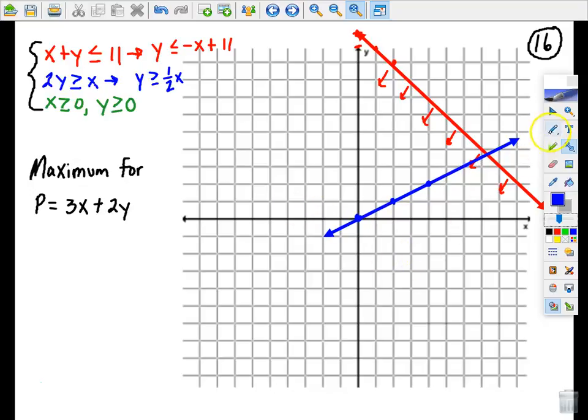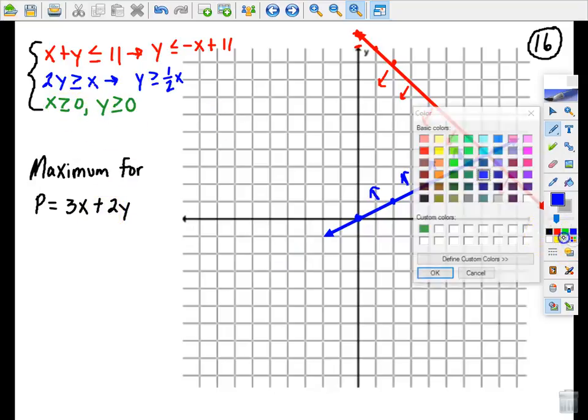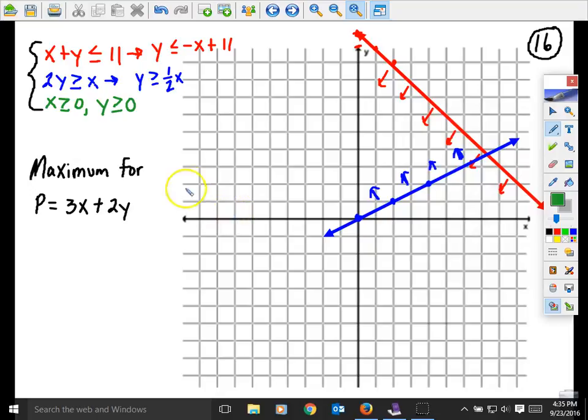And the shading for this inequality, the greater than side is above the line, so that means this side. So you can kind of get an early picture that red and blue are converging in this area. Okay, now we've got these other two constraints that I've got colored in green.